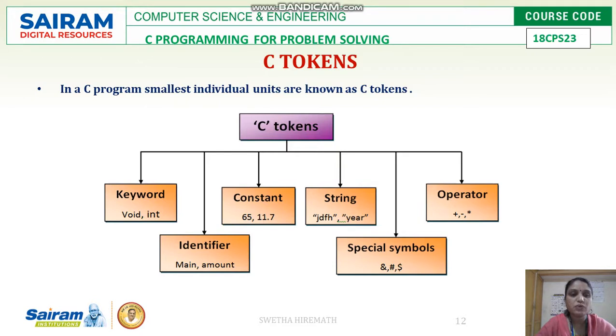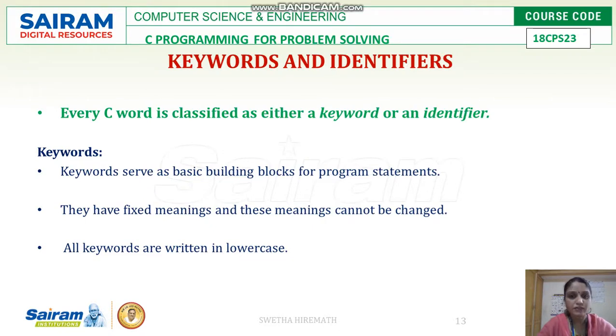We will start with keywords, then move on further. First, coming to keywords and identifiers. What is a keyword first? Every C word is identified as either a keyword or an identifier. So whatever word we use in our C program may be classified as a keyword or as an identifier. First we will see what is a keyword, then we will move on with the identifier.